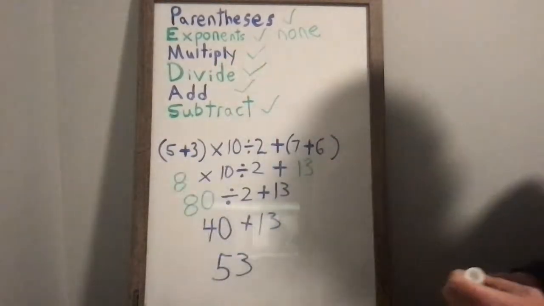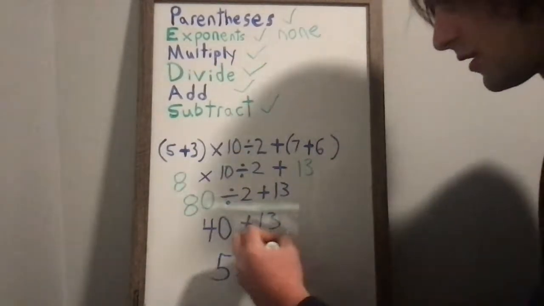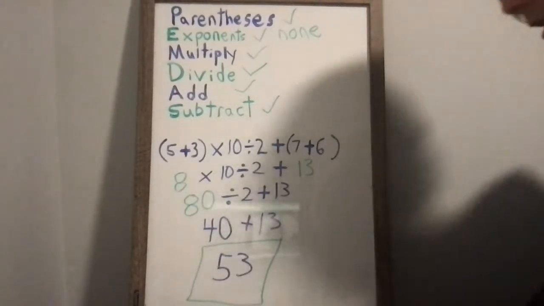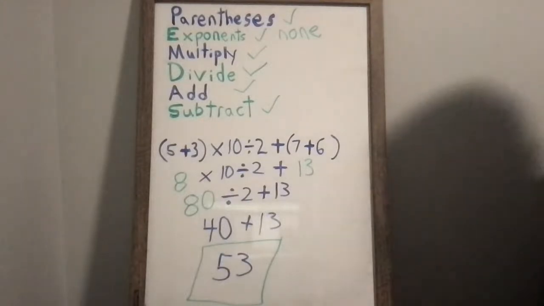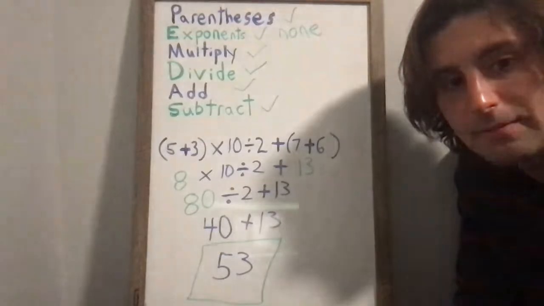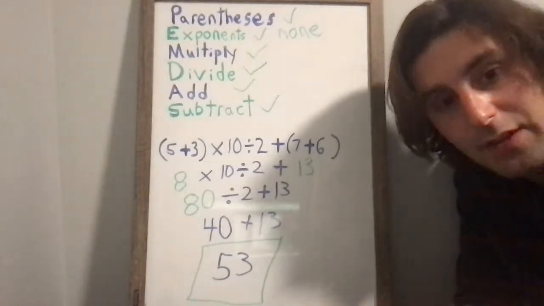So we can check subtraction off. So our answer to this problem is 53. All right. So now I'm going to do another one.